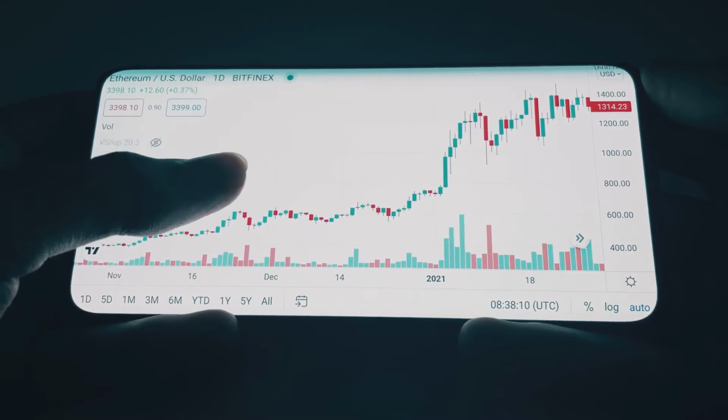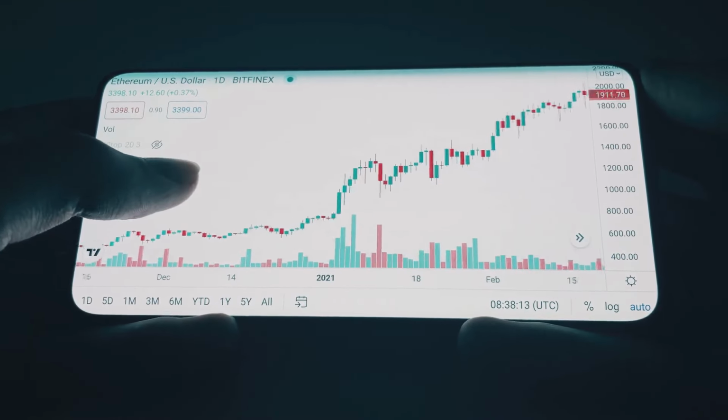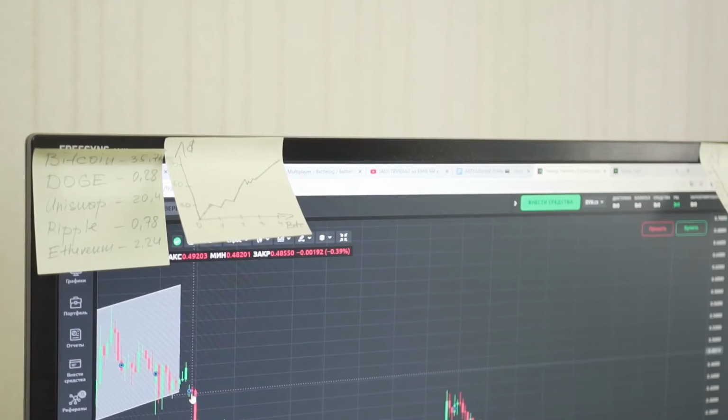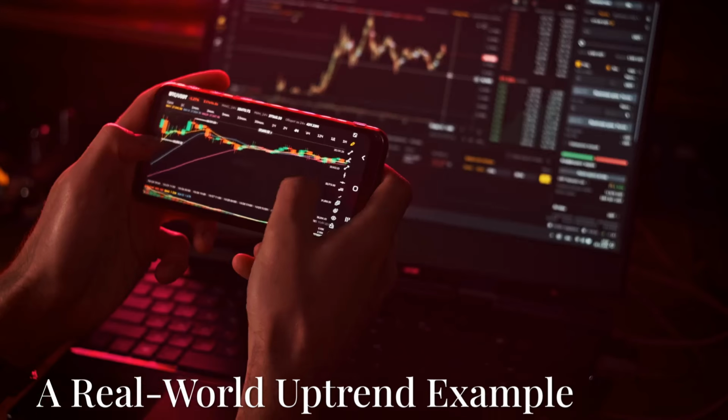When price breaks a trend line, it can signal a major shift in direction. That's when big opportunities or risks emerge for traders.